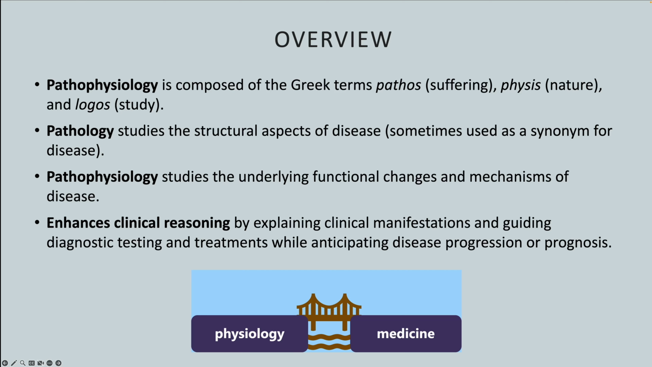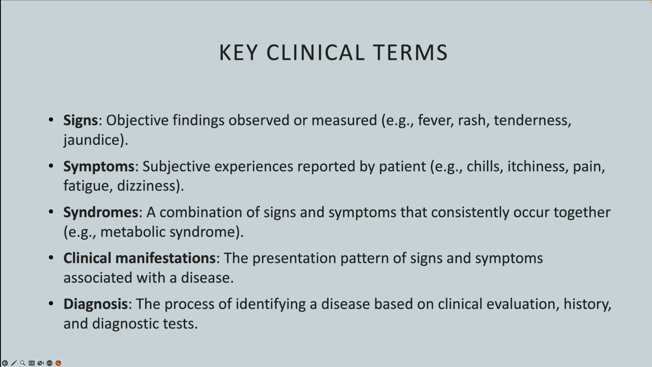So let's move on. I'm going to briefly go over some of the topics, some of the terms that we're going to be using frequently. Some of them you are very familiar with because of your previous studies. For example, a sign is an objective finding that can be observed by the clinician and can be measured. Someone has a certain degree of fever, 104, a rash in the arms, in the legs, tenderness. So when you touch a certain part of the body, it hurts. That is tenderness.